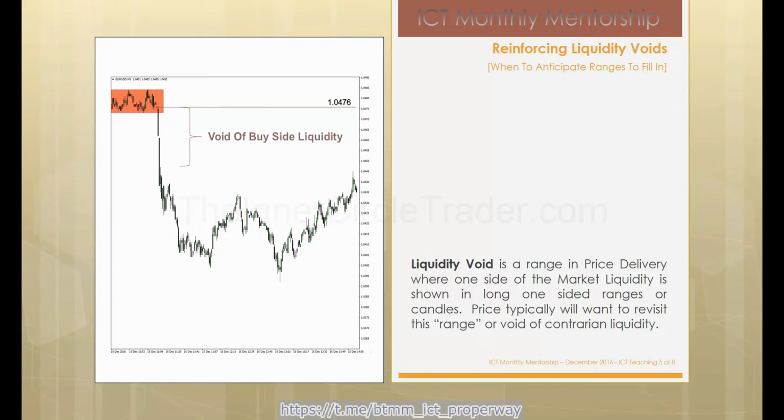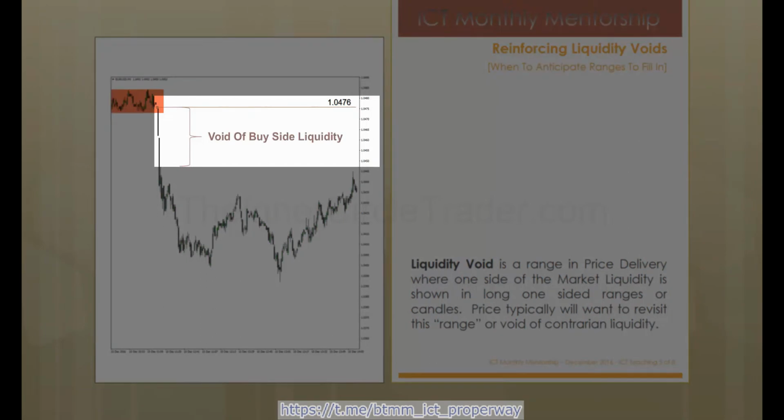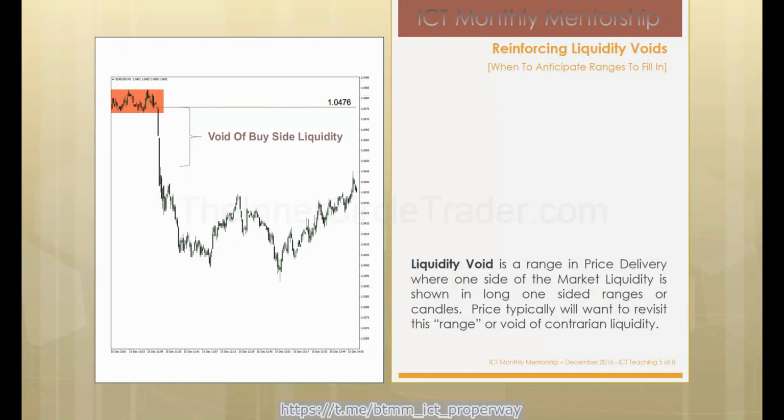But remember, it's a void of buy-side liquidity that causes downward ranges like this, which is what we call a liquidity void. In other words, we expect price to come back up and trade right back over those same price levels that we see here between 104.76 and 104.50 thereabouts.